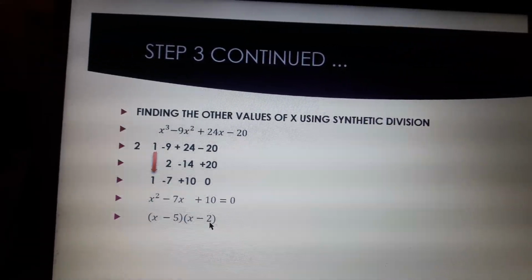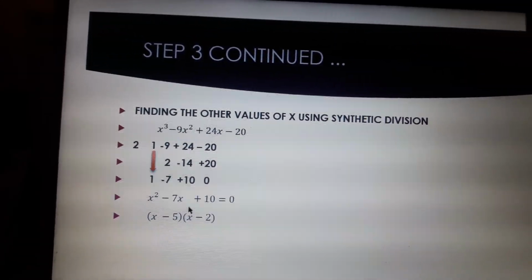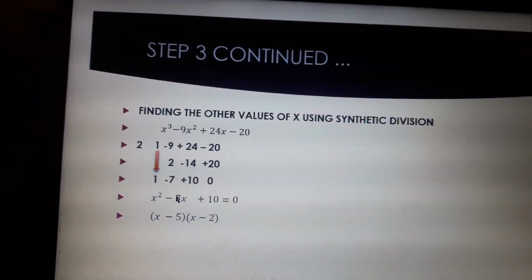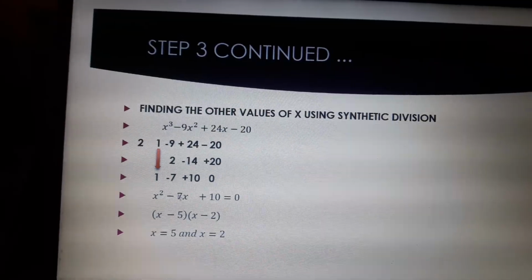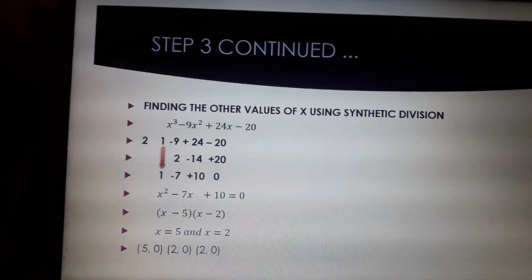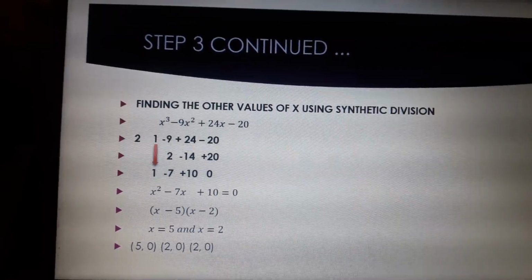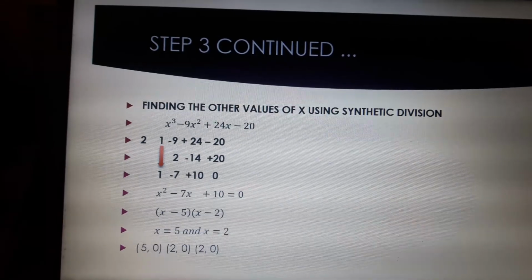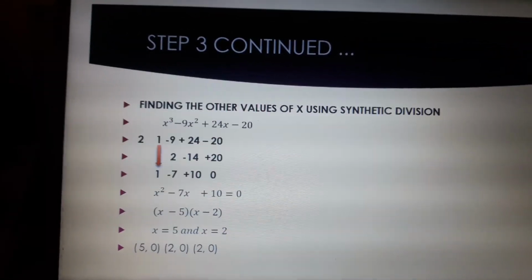Negative 5 times negative 2 is positive 10. Negative 5 plus negative 2 is negative 7. So therefore x is equal to 5 and x is equal to 2. Those are our x-intercepts. The other one is a turning point.